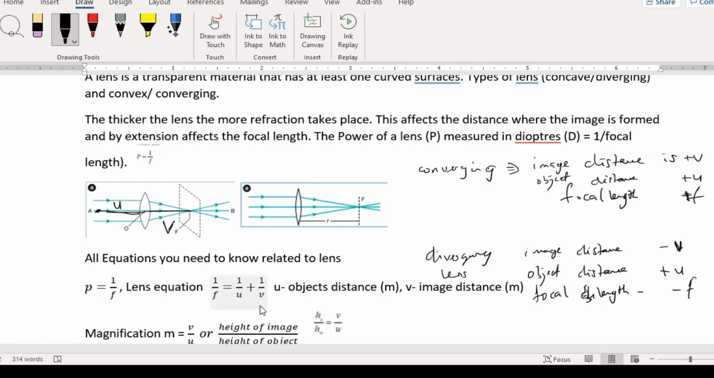But for the diverging lens now, there are two things that I'm gonna confirm, but I know for a fact that the focal length has to be negative. So for the diverging lens, the focal length has to be negative. But I'll check that quickly for you.